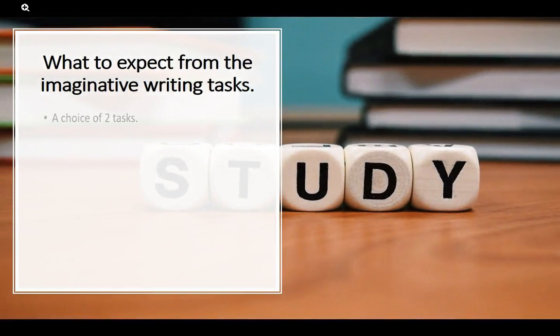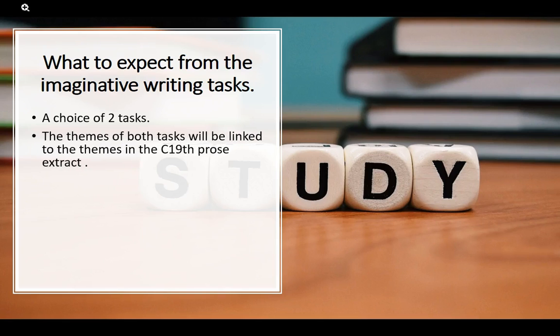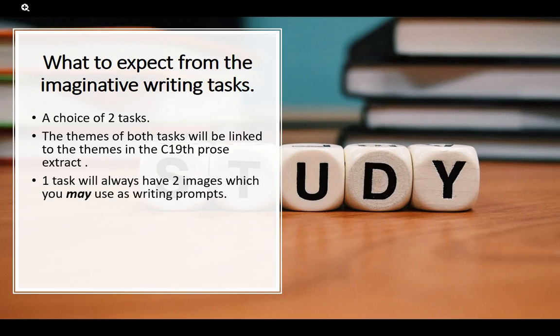There are some things that you already know. For example, there will always be a choice of 2 tasks. The themes of both of those tasks will be linked to the themes in the 19th century prose extract, and you'll see what I mean by that when we look at one of these 2 tasks, because you'll see the way that it's linked to the extract that you've looked at previously from Little Women. One of the tasks will always have 2 images, and it looks from the sample papers that the exam board have produced so far that will always be task 6.